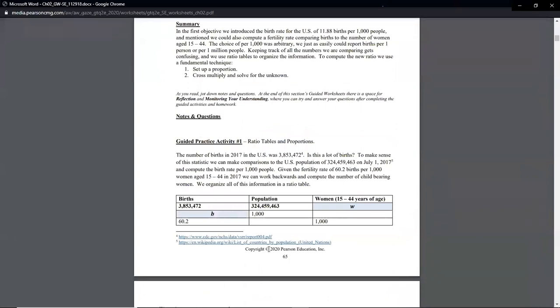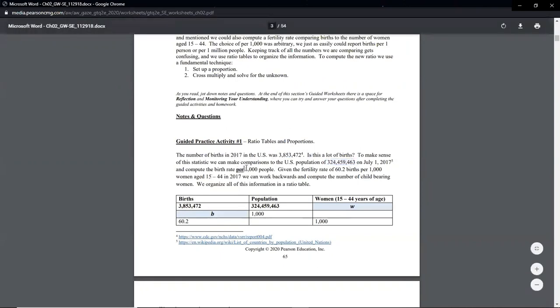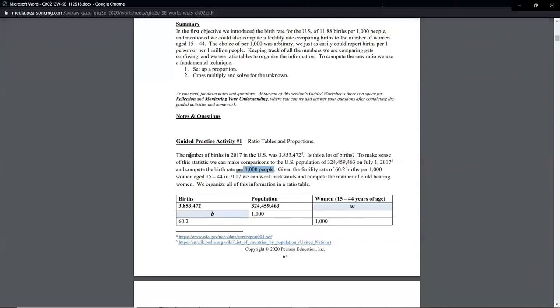Guided activity 1. This is a ratio or proportion table. It's actually got a similar theme to that original US versus Mexico birthing rate population problem. So they say the number of US births in 2017 was 3.8 million. Is this a lot of births? To make sense of this statistic, we can make comparisons to the US population of 324 million people in 2017, and then compute the birth rate per 1,000 people. This is the third or fourth time I'm reminding you of this. The word per means the next thing is the bottom of a fraction.